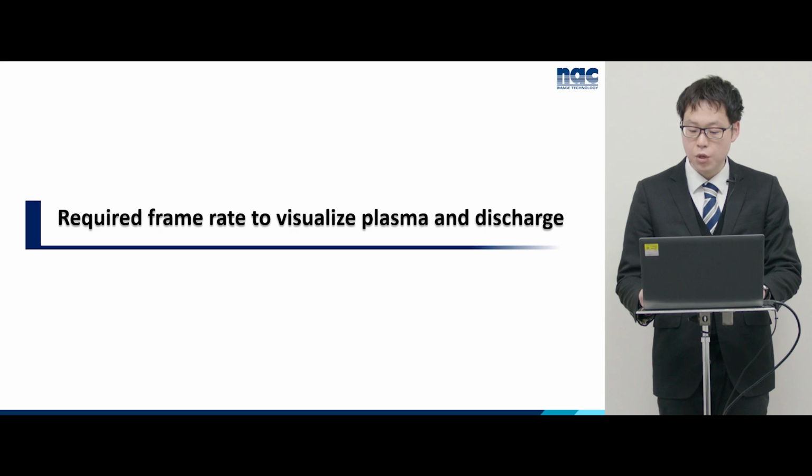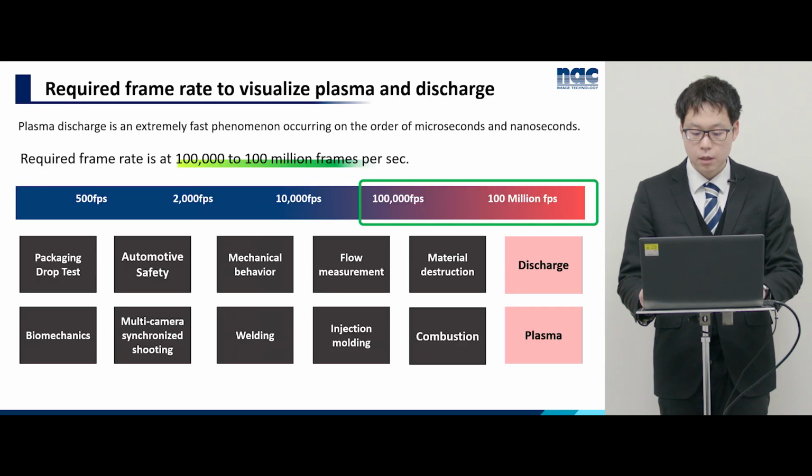From now, I will introduce the required frame rate and appropriate high-speed camera for visualizing plasma and discharges. To visualize plasma, we must first consider how clearly we observe the phenomenon, its time resolution. Visualizing phenomenon requires equipment like high-speed cameras. Here is the relationship between the various phenomena and the required frame rate.